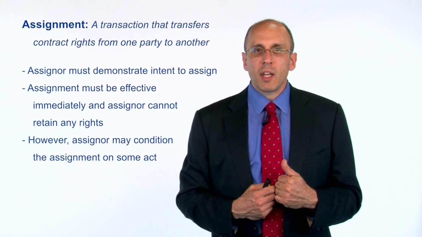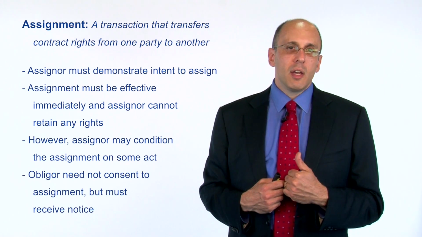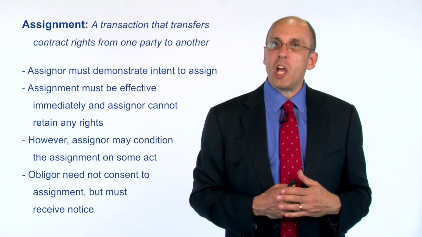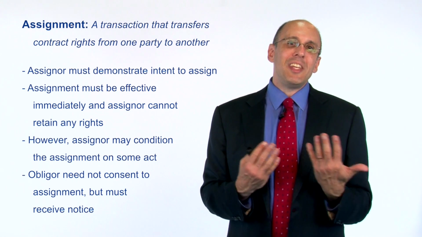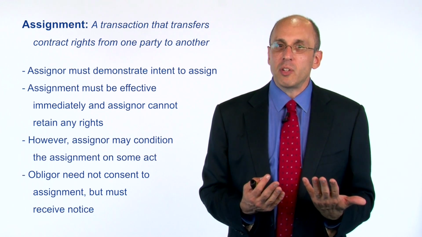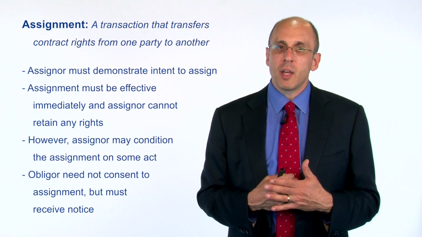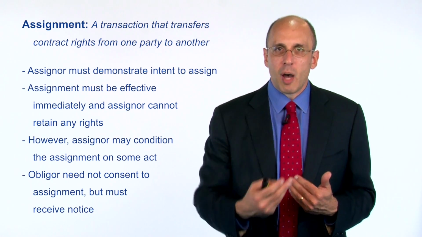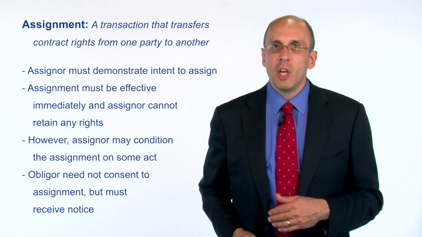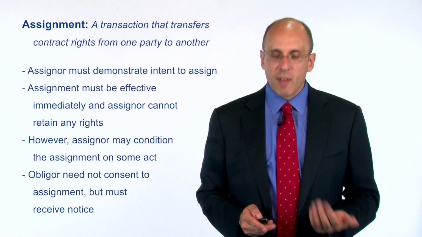Now it's my assignee who gets that benefit. And it's important to recognize that the person who makes the promise, the obligor, does not need to consent to that assignment. I can assign my rights to whoever I want. I just need to tell the obligor. I need to provide notice to the obligor, but I don't have to get their permission.